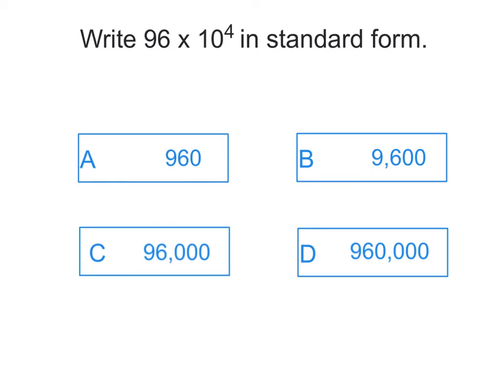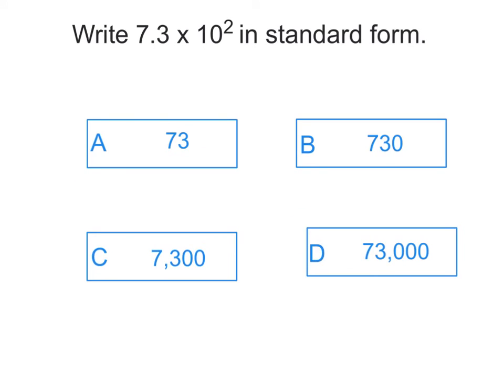Okay, next we have 4 questions for you to try on your own. I'm going to have you write down your answers on a sheet of paper, and then the correct answers will be on the very last slide. So our first question asks you to write 96 times 10 to the fourth in standard form. You can pause here and think about it, and then start again to go to the next question. Okay, question 2. Write 7.3 times 10 to the second in standard form. Again, you can pause and have time to write down your answer.